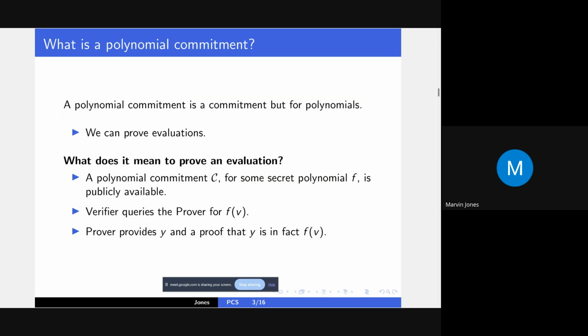So the prover will provide Y, and Y is claimed to be the evaluation. So Y is claimed to be f of V, but we need a proof that Y is in fact f of V, and that proof is the really interesting thing because, yeah, we can claim things left and right, but why is that what we really care about?